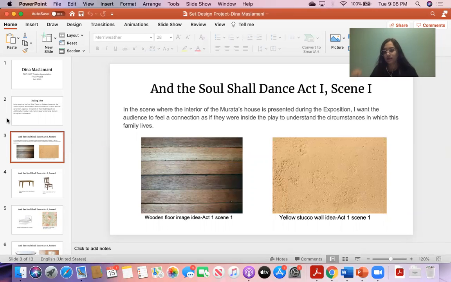In Act 1, Scene 1, the first scene, the interior of the Murata's house is presented during the exposition. I want the audience to feel a connection as if they were inside the play to understand the circumstances in which this family lives. So what I want the house to look like is with wooden floors, like this image, and a yellow stucco wall, like this one.